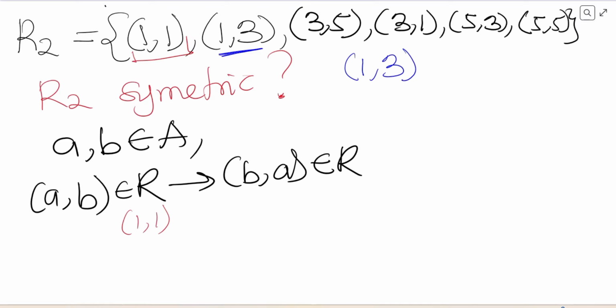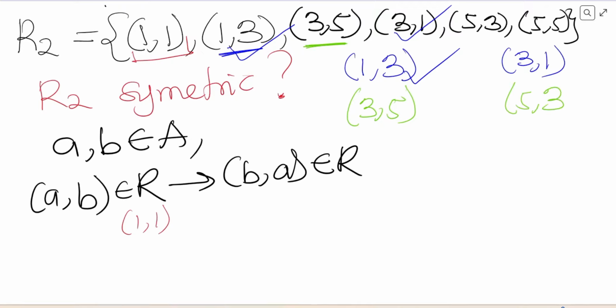So we have to check whether we have 3, 1. We have 1, 3 here, and of course we have 3, 1 here. So this is checked. We move to the next one. We have 3, 5. So we check whether we have 5, 3. We have this, and of course we have 5, 3. So this is also checked.